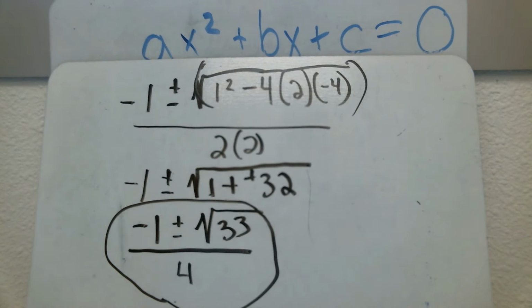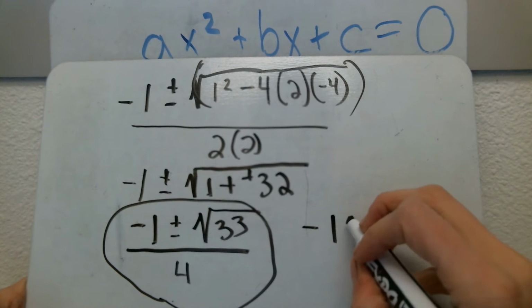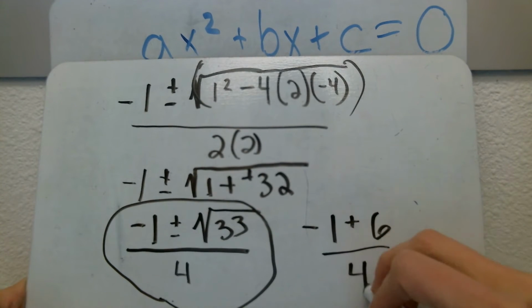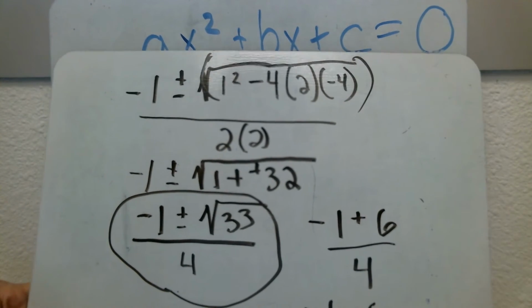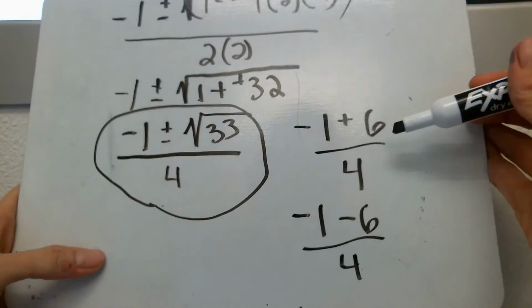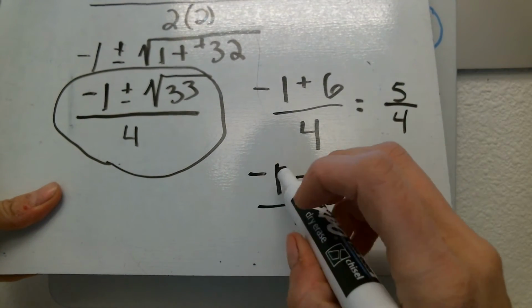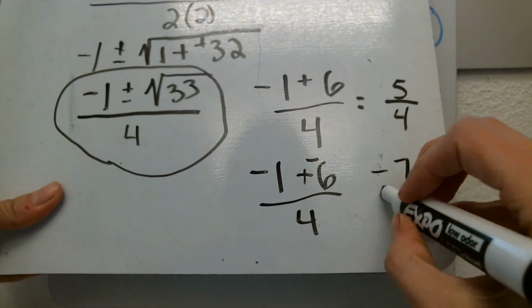So what this means is we would have two solutions. We would have negative 1 plus square root of 33. And when I do square root of 33 in my calculator, it comes out to be 5.7. So it's about 6. So it would kind of be like saying negative 1 plus 6 divided by 4, and negative 1 minus 6 divided by 4. Okay, and you could simplify negative 1 plus 6 to get 5 over 4. And you could do a keep, change, change here to get a negative 7 over 4.